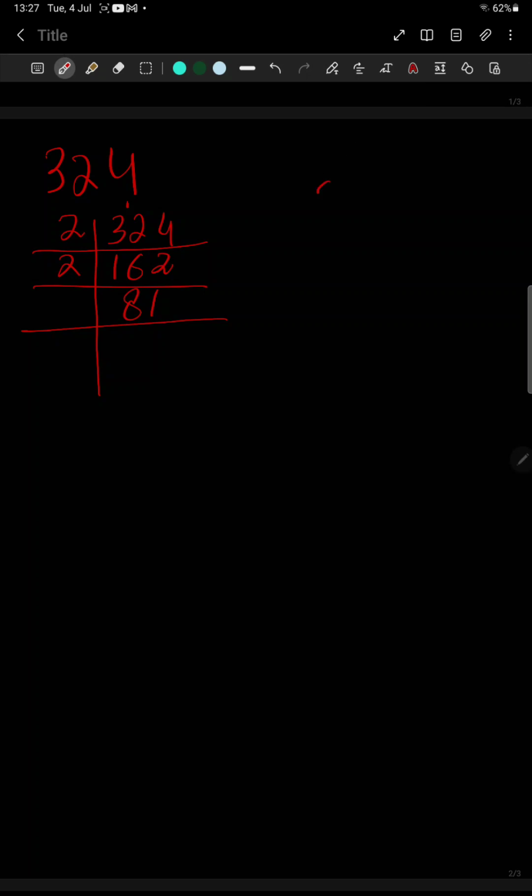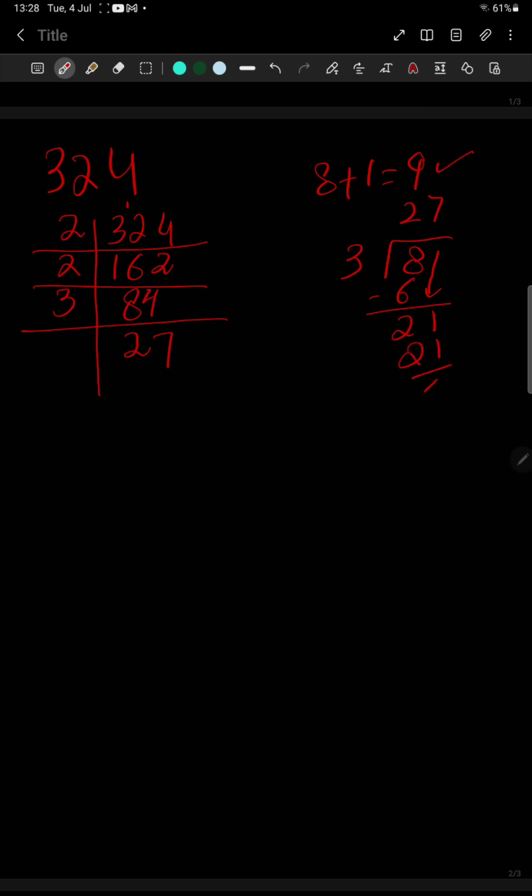But by the divisibility rule, we can find out that 8 plus 1 is 9. 9 is divisible by 3, so 81 is also divisible by 3. So we will write 3 over here. So 3 2s are 6, 2 is carried, 3 7s are 21. You can also do it over here. If you are finding any difficulty doing it like this, you can do it over here. 3 2s are 6, 2 is the remainder, 1 comes down, 3 7s are 21. So the number over here is 27.